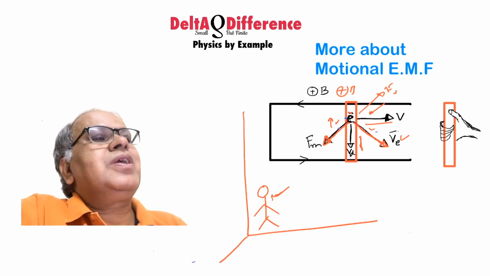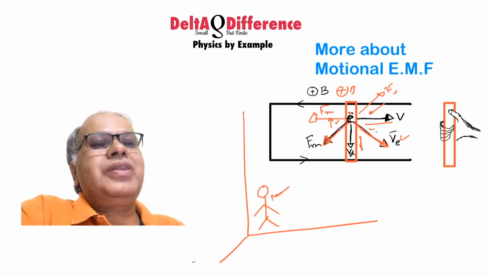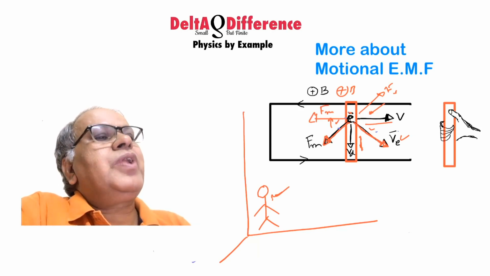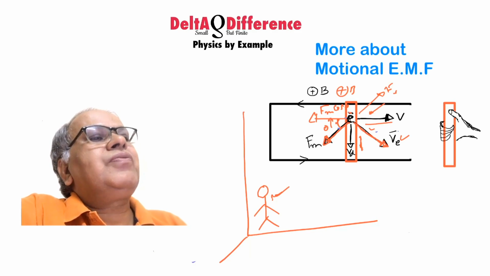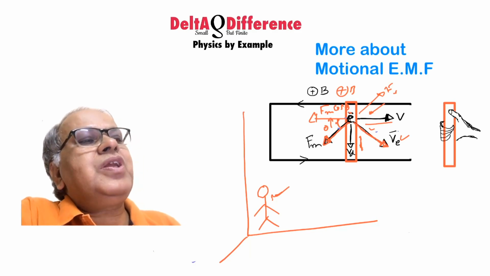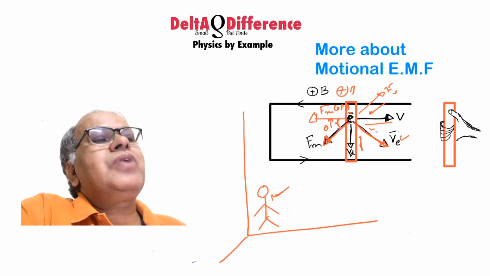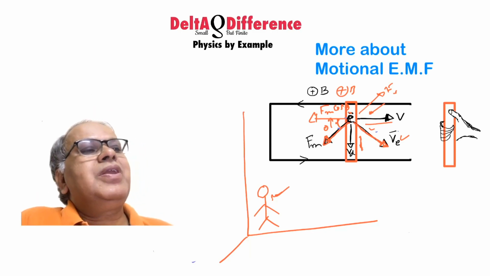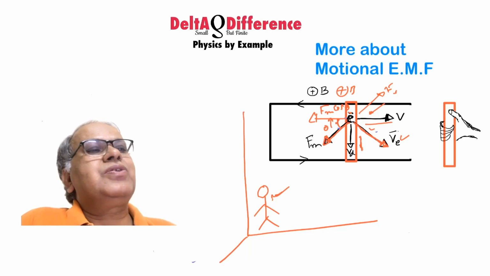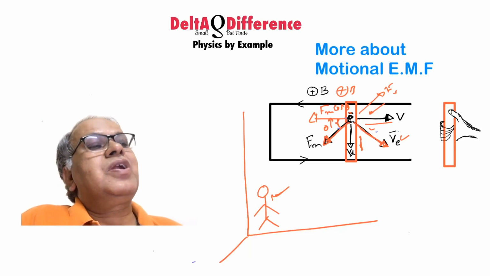That means you can say this Fm has a component this way. You may call it Fm cos theta, Fm sin theta, depending on where you want to take theta. So that component, for example, if I take this angle as theta, this Fm cos theta is the force with which the electron is pushing against the rod. Therefore the rod will be slowing down. So the rod is being pulled out, it is pressing against the rod. So the rod is slowing down.